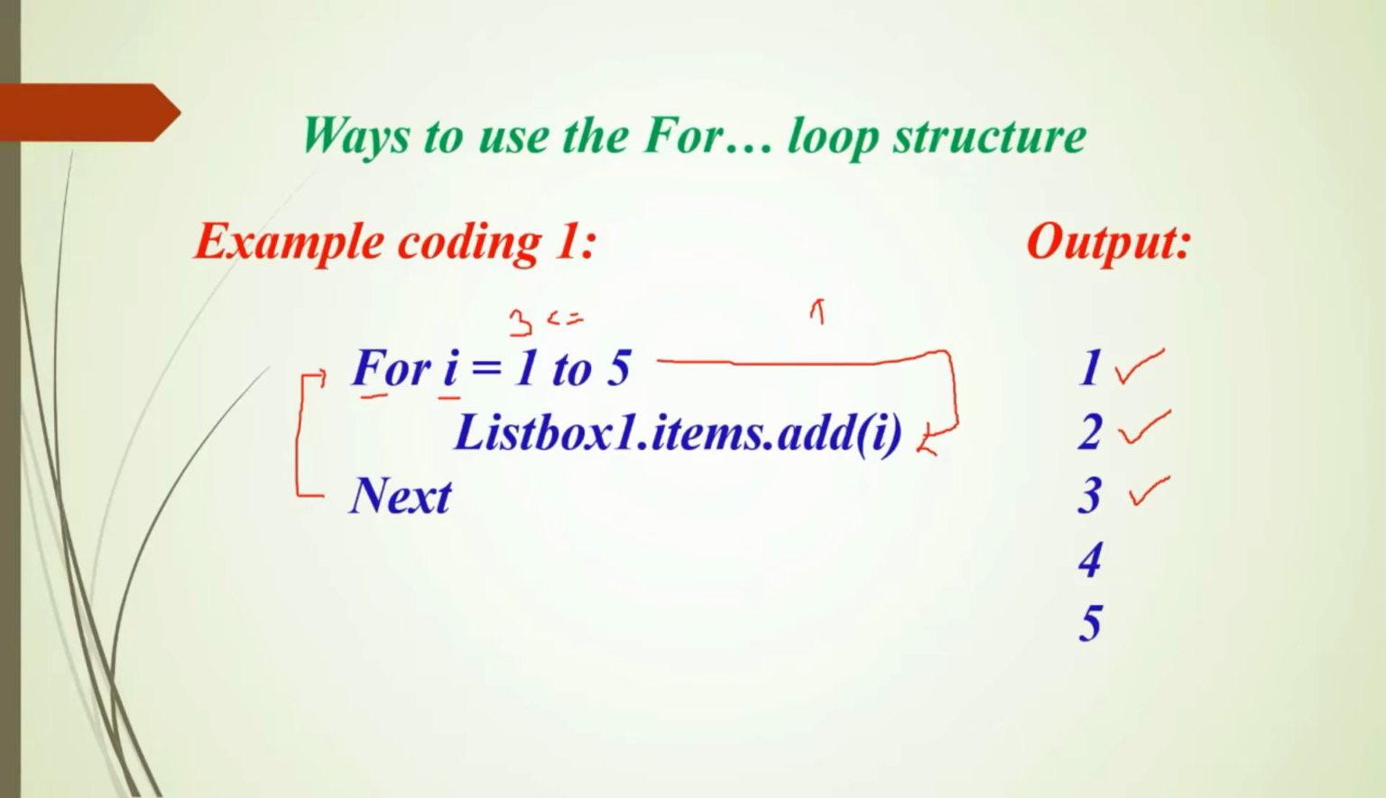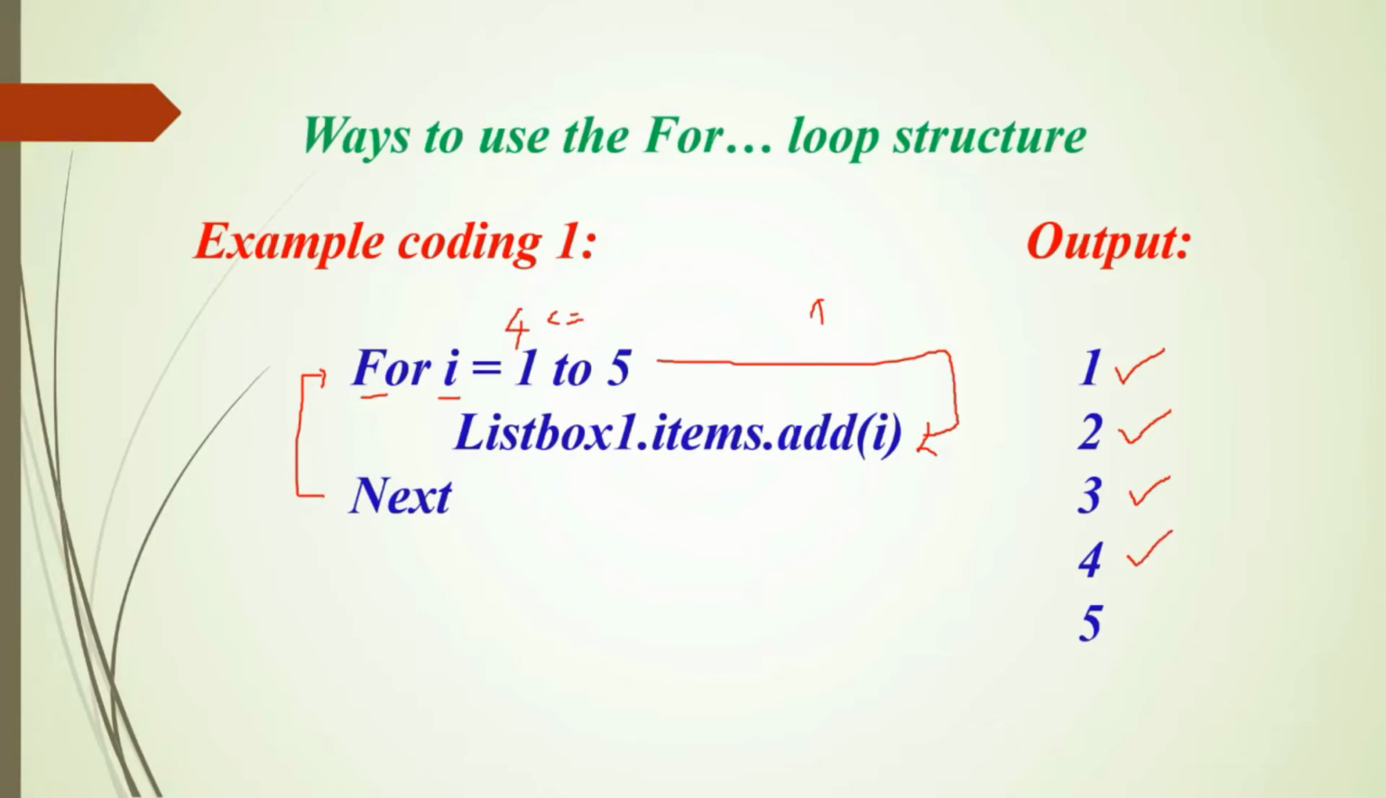Next, it increases the value of I by the value 1. So 3 plus 1, 4. Now the value of I is equal to 4. It checks the condition 4 less than or equal to 5. Is it true? Yes. So the value 4 is added to the output window.